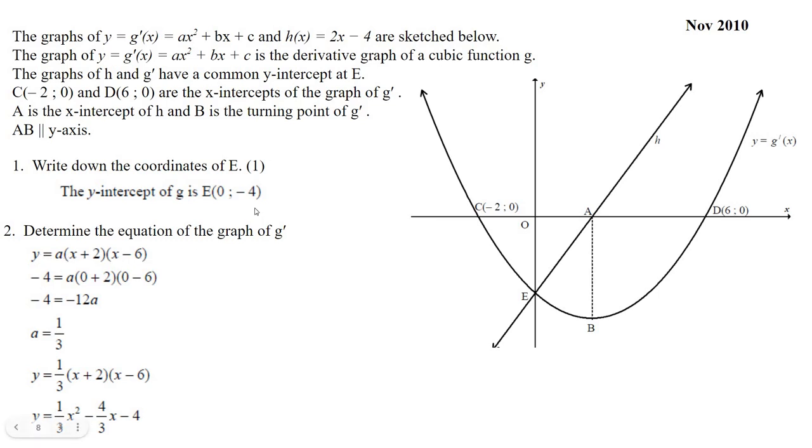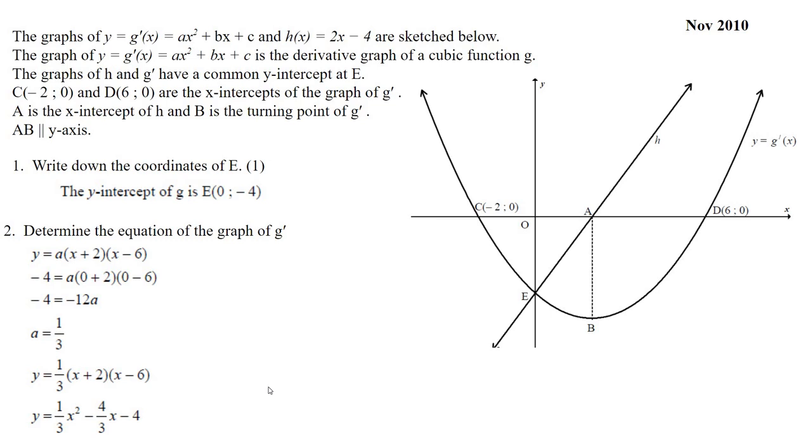But hey, they've given us a point. When x is 0, y is minus 4. Just plug it in there, like we do so many times. We get minus 12A equals minus 4, divide by minus 12, and we've got A is 1/3. Well, there we've got the answer: 1/3 times x plus 2 times x minus 6. That is the equation, but if you want it in standard form, you multiply this out and multiply everything by 1/3.